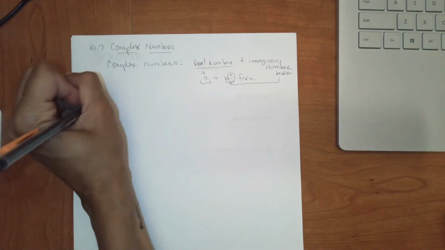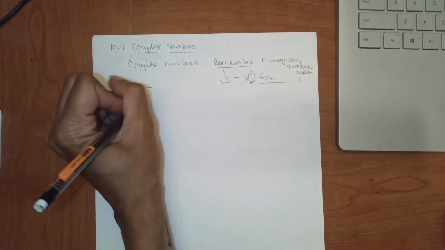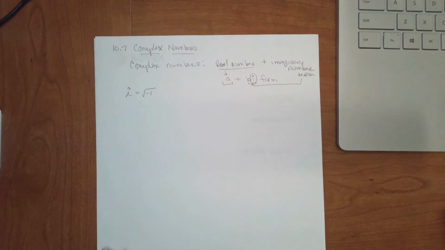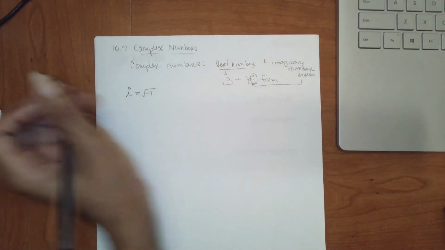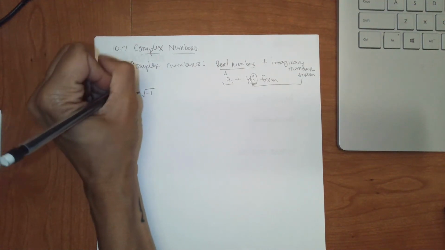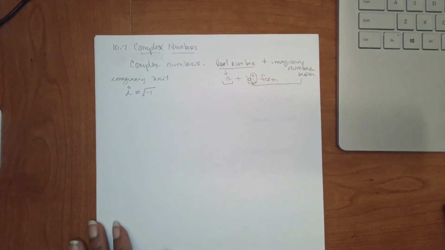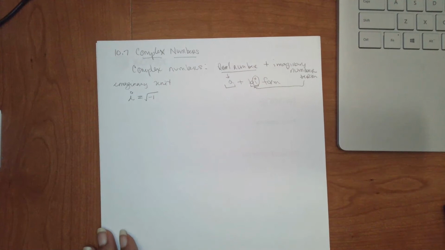So this i is what we're learning. i is defined as the square root of -1. So i is an imaginary unit, the imaginary unit. So where does the i come from?